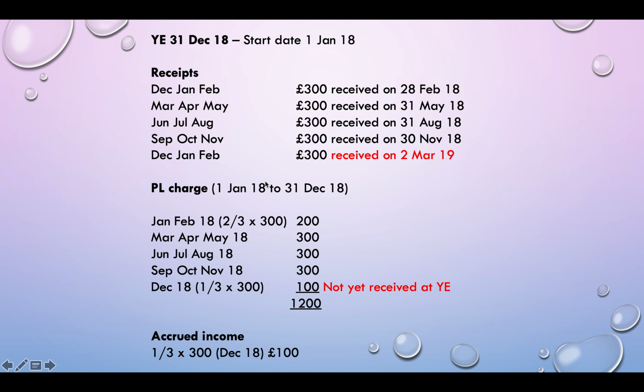P&L charge is any receipt that relates to the 1st of January 18 to the 31st of December 18. From the 1st January, you will see it comes in this batch. So you have January and February 18, which is 2/3 of that £300. March, April, May are within the year, therefore fully included, similar to June, July, August, September, October, November. However, for the last receipt, only December is related to our year, and therefore 1/3 times 300. When you total up these figures, this is a P&L charge as a credit. And to note that the last payment was received after the year end, therefore accrued income is 1/3.